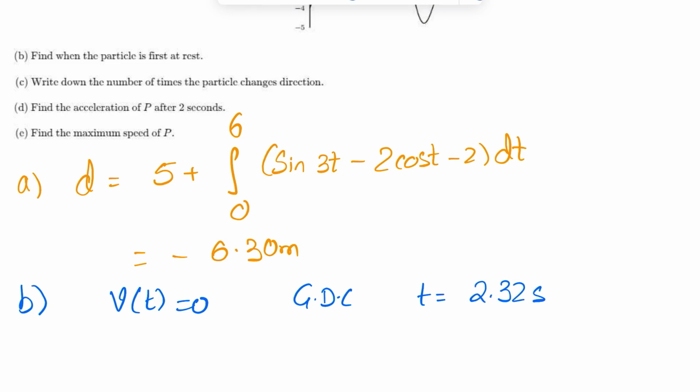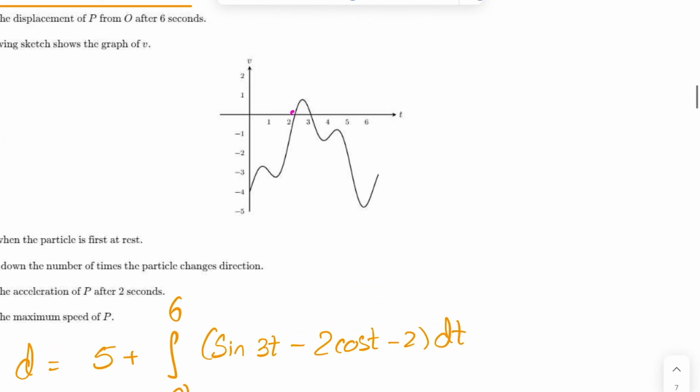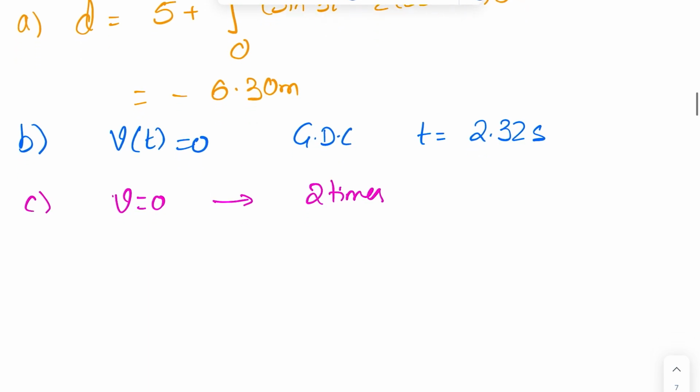Next, part C. Write down the number of times the particle changes its direction. When will it change its direction? Whenever the velocity is 0. And we can see that velocity is 0 two times, one time over here and one time over here. So it is 2 times velocity is 0. Therefore, 2 times it changes direction.